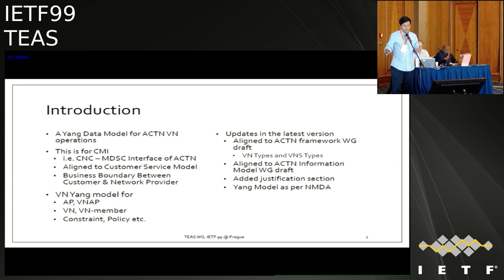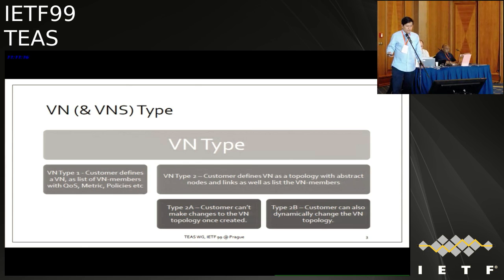Update from the last version, basically aligned to the ACTN framework. We clearly define VN types and VNS types referring to the framework, align with the information model, and added a justification section on why this is needed. And this YANG model is NMDA compliant.